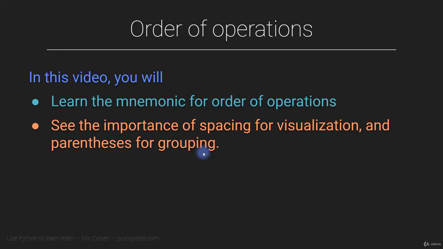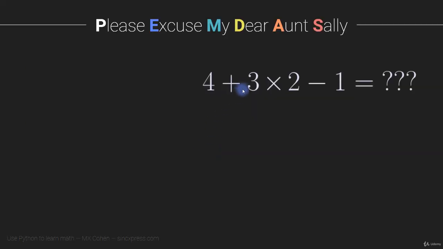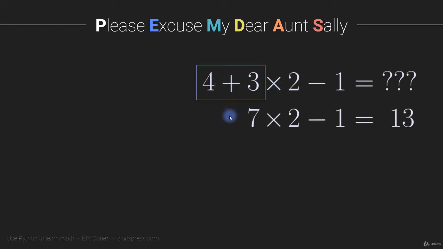Now, I'd like to begin with what seems like it should be a really simple arithmetic equation. 4 plus 3 times 2 minus 1 equals, well, what does it actually equal here? There are, in fact, multiple ways that we can interpret this equation, and the answer that we get will depend on how we interpret these arithmetic operations. So, for example, we can interpret this equation by grouping together the 4 and the 3. So we can say 4 plus 3 equals 7, times 2 minus 1 equals 13.